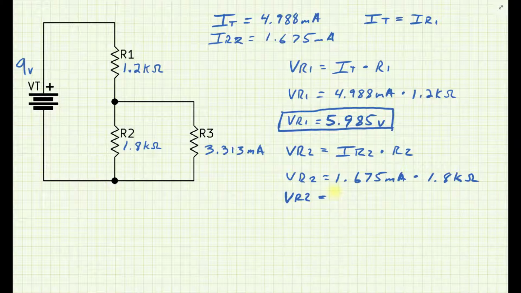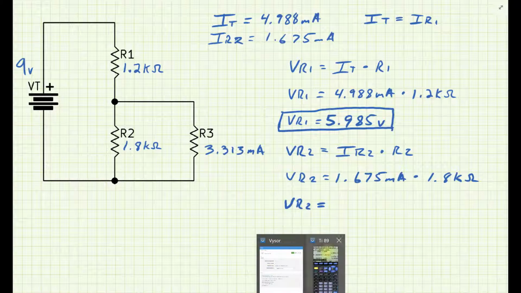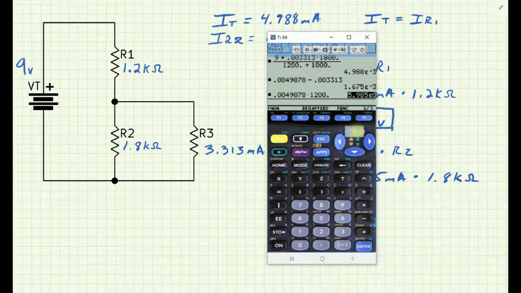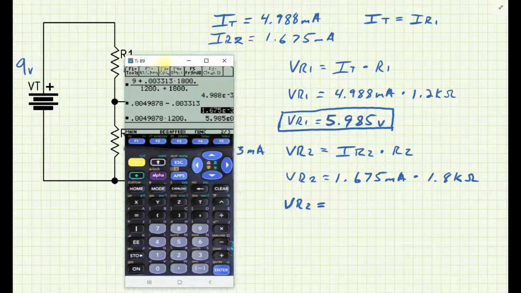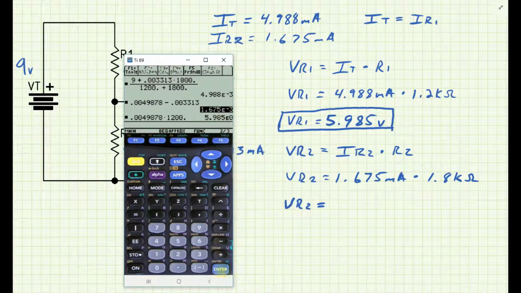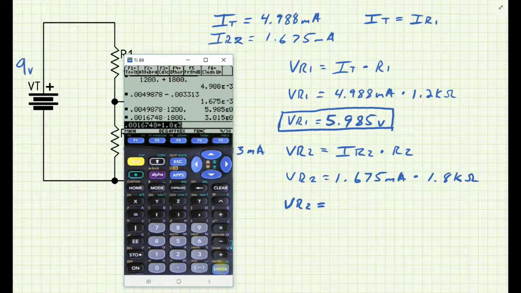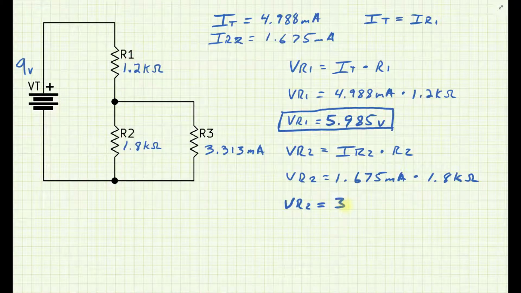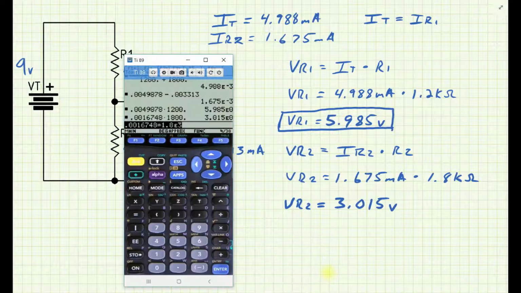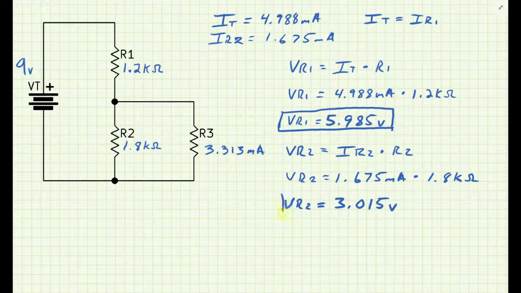VR2 equals, let's clear that. I've got my current of R2 stored in my history, and times 1.8 kilo ohms, I'm getting 3.015 volts. Just to see, 3.015 volts.